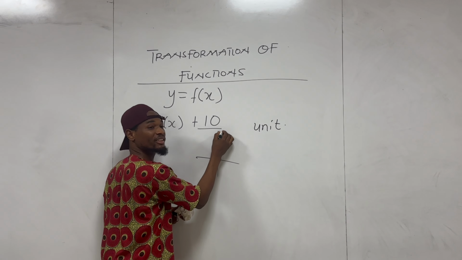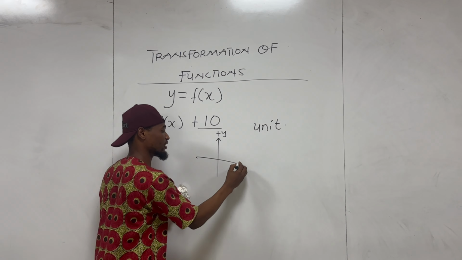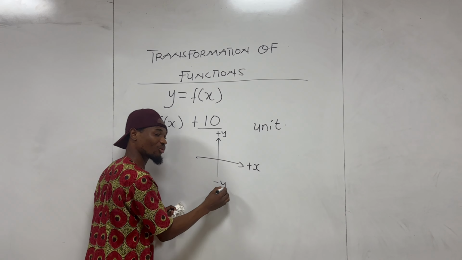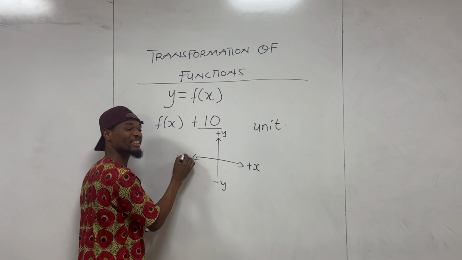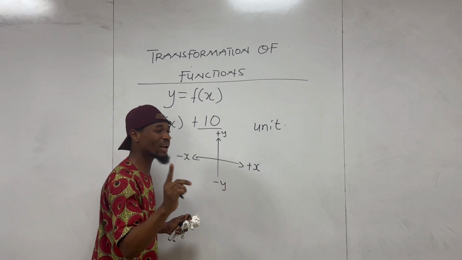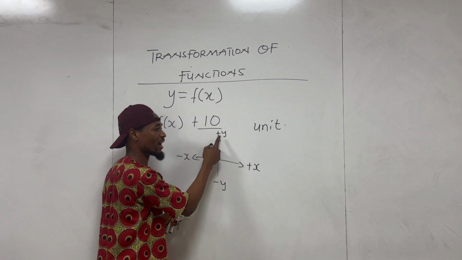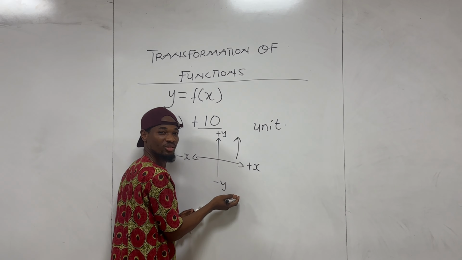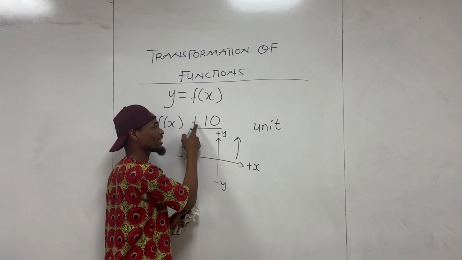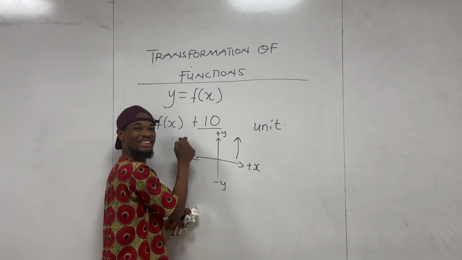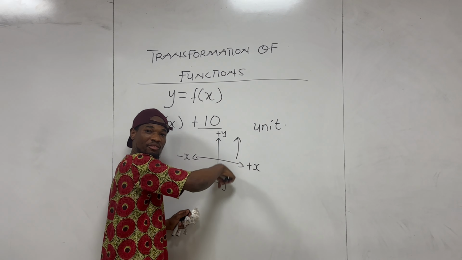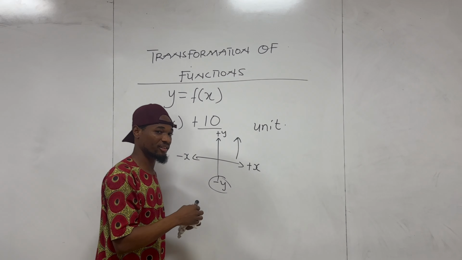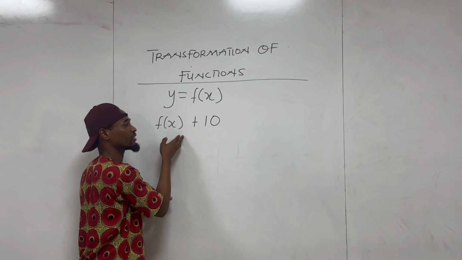This is my positive y axis, this is my positive x axis, this is my negative y axis, and this is my negative x axis. You realize that when you consider the positive y axis, it's moving this way, vertically upwards. So for that reason, it's assigned positive over here. When it's negative, it's vertically downwards. So just picture it this way. Alright? Okay. So how do we interpret this?